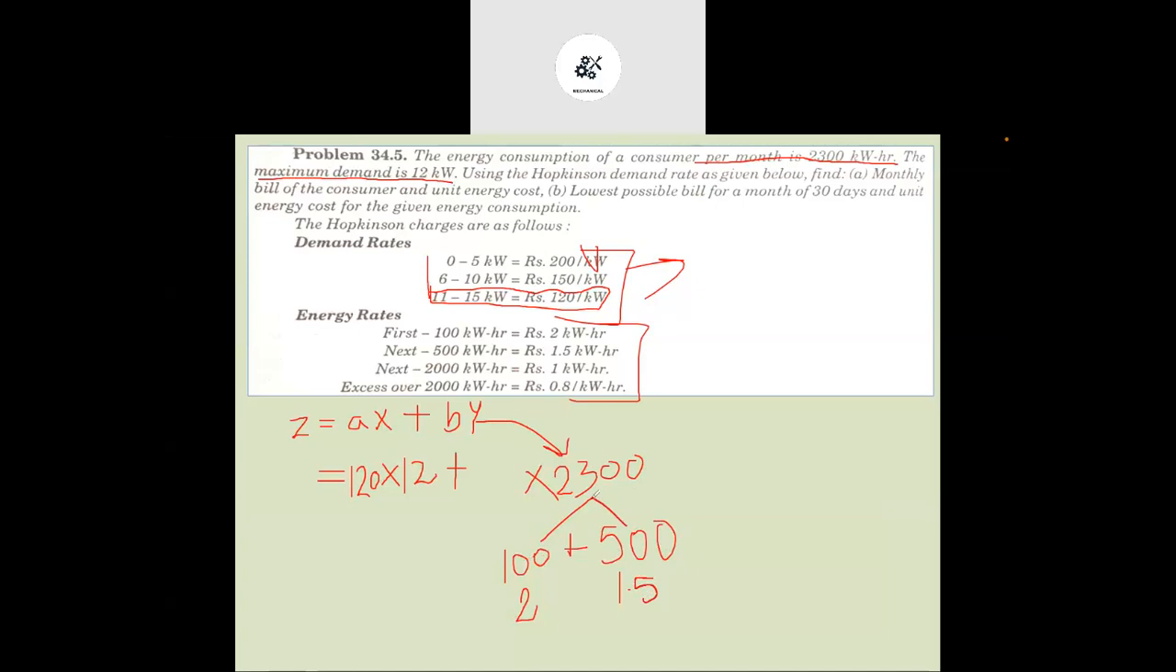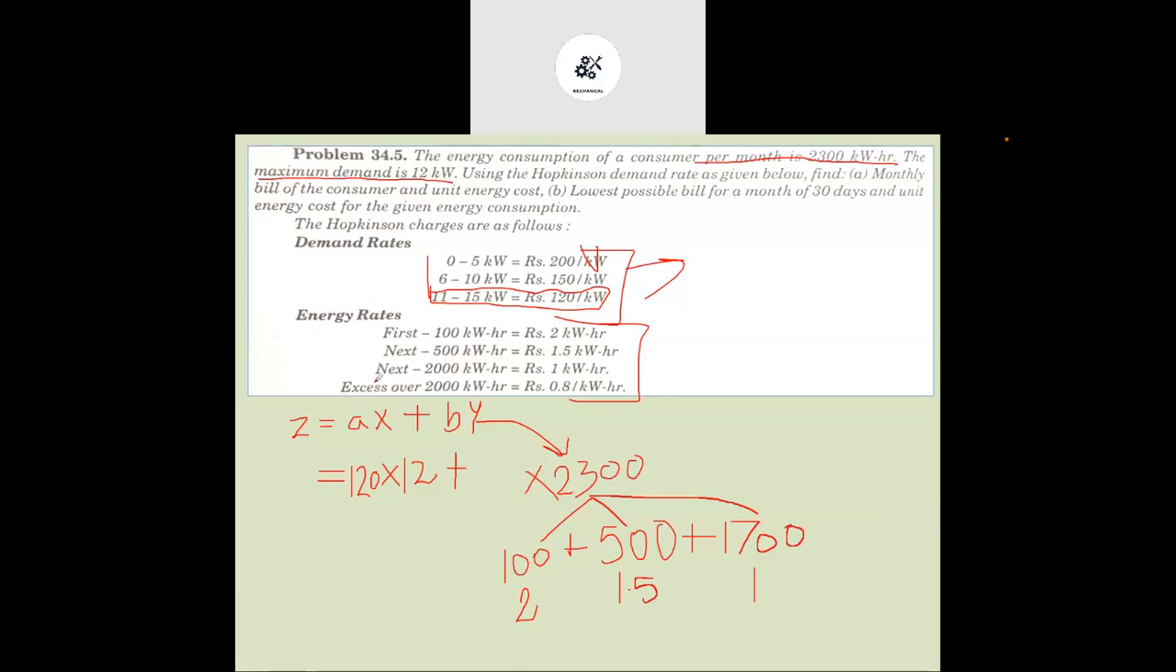So for the next 500 units, the rate will be 1.5 rupees per unit. The total units we covered here are 100 plus 500, so 600 units are already covered. Now the remaining units: 2300 minus 600, the remaining units are 1700. Now for the next 200 units, even if these units are up to 200, the rate will be 1 rupee per unit.